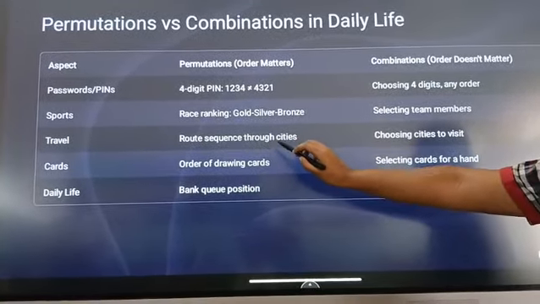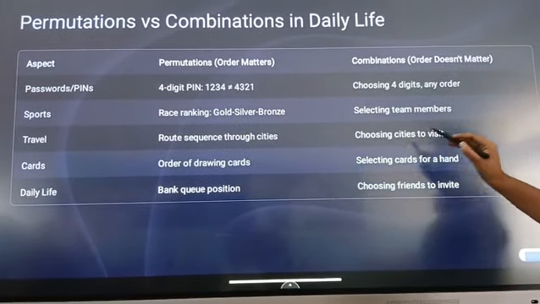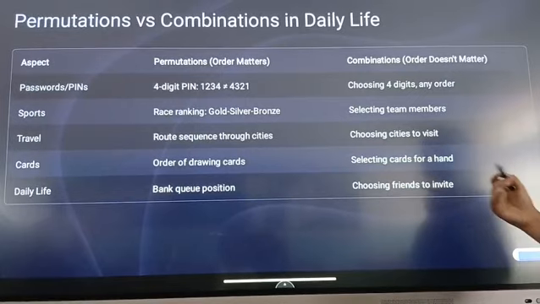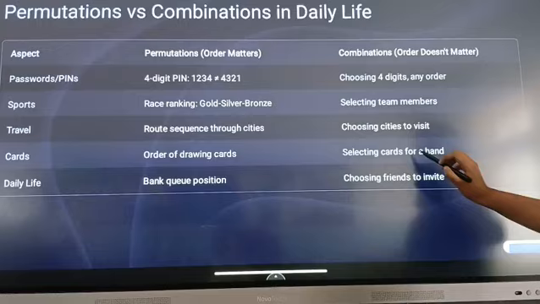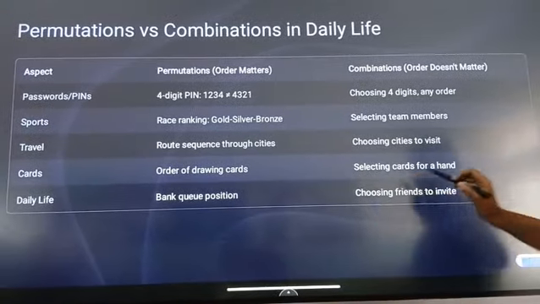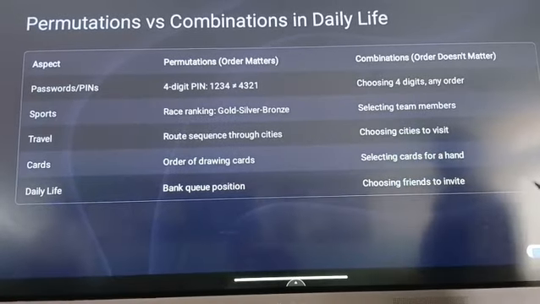And travel: the route sequence through cities would be in an order, but choosing cities to visit will be our choice. And cards: the order of drawing cards is a permutation, while selecting cards for a hand would be a combination. And daily life: bank queue position, and choosing friends to invite.